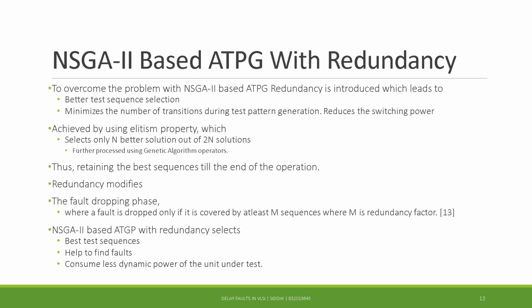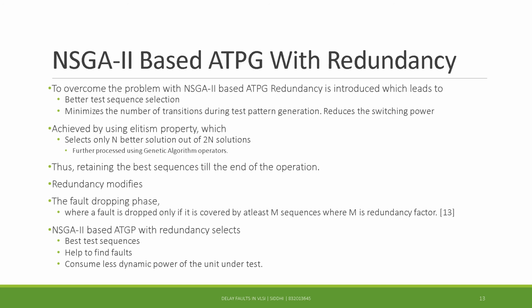In order to overcome the problem with NSGA2 based ATPG, redundancy is added. By adding redundancy, it selects better test sequence in the first place, which will minimize the number of transitions during test pattern generation, thus reducing the switching power. This is achieved by using elitism property, which selects only n better solutions out of 2 raised to n solutions, which are further processed using genetic algorithm operators, thus retaining the best sequence till the end of the operation.